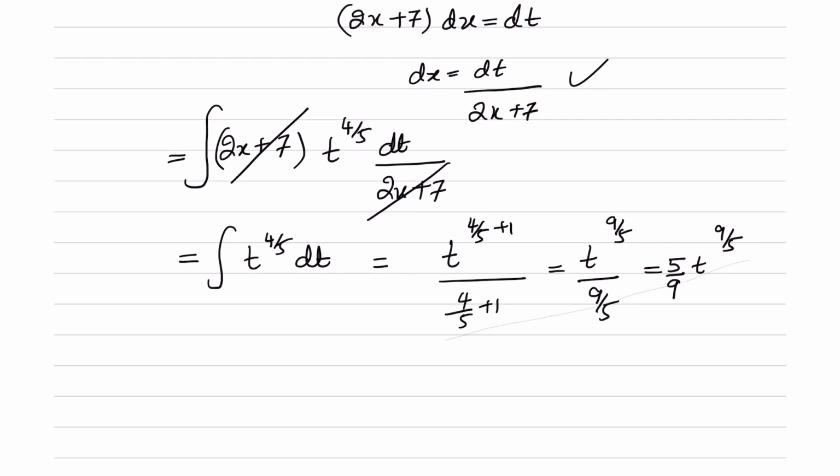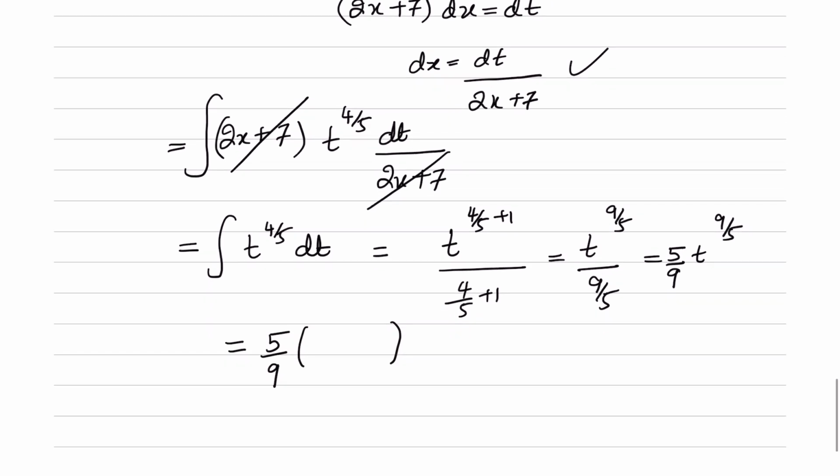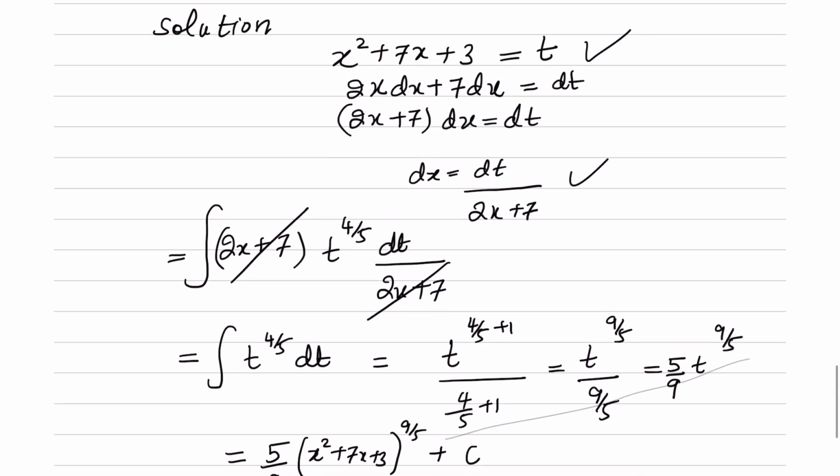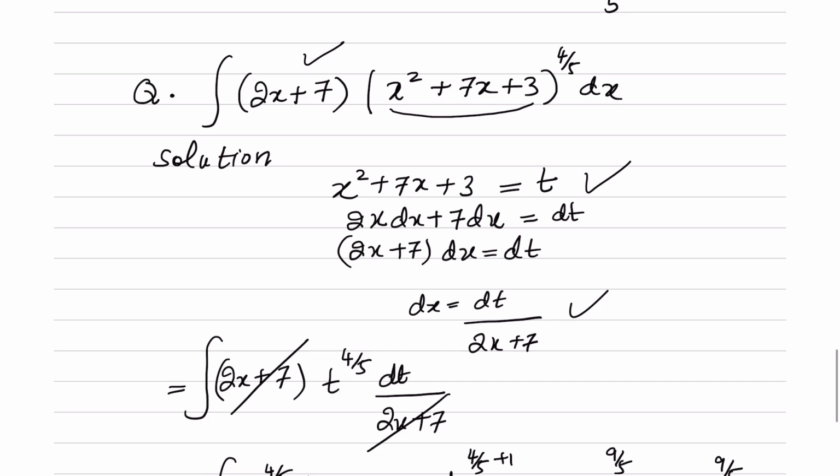But t was originally not a part of our question, so in the place of t we will put the value of t, which is x square plus 7x plus 3 whole power 9 by 5 plus some constant. This is how we use substitution to solve this question of integration.